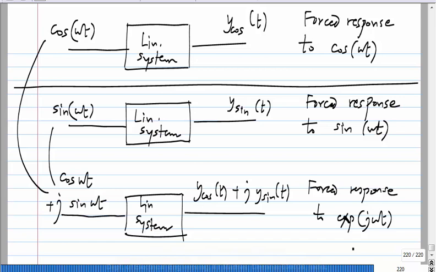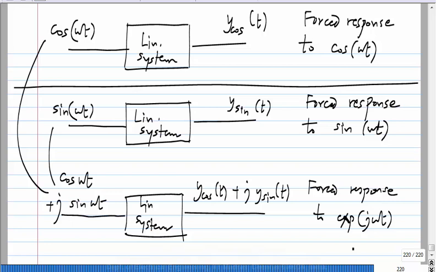So far so good. I have a linear system with cos omega t as input, that gives me some response. I have the same linear system with sin omega t as input, that gives me another response. So if I take the same linear system and feed cos plus j sin, I will get the first response plus j times the second response. And of course, we know that cos omega t plus j sin omega t is nothing but exponential j omega t. So this y cos plus j y sin is the force response to exponential j omega t. Okay. So what next? Why did I do all this?